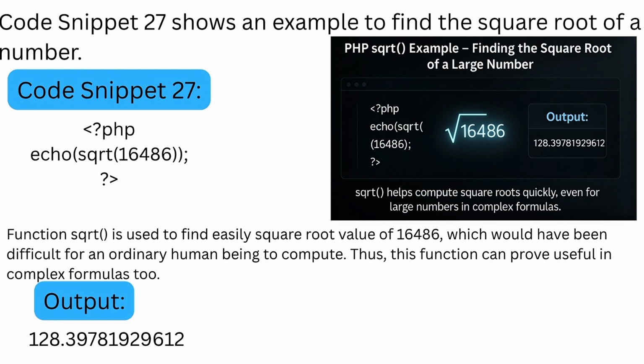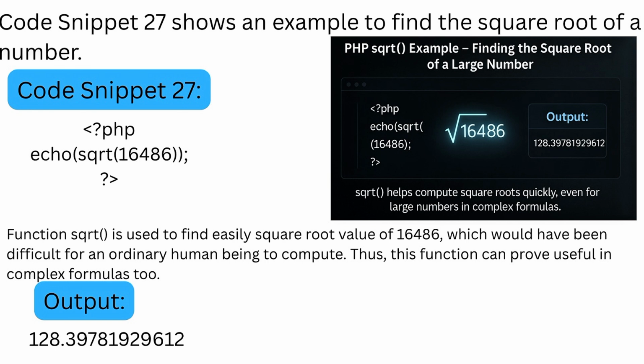On the left side, you can see the number 16,486 under the square root sign, and on the right side, the output is displayed as 128.39781929612. This example demonstrates the real power of the sqrt function. Even though calculating the square root of such a large number would be very difficult and time-consuming for a human to do manually, PHP can do it instantly with just a single line of code.